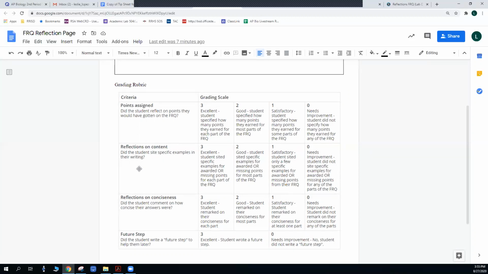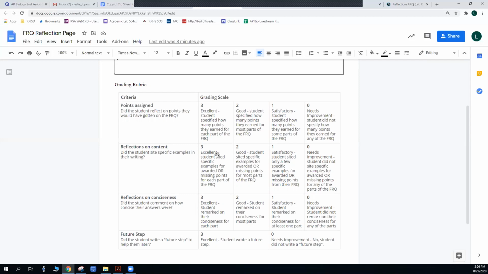The next part is reflecting on the content that you learned from this specific FRQ. Students who earn 3 points are going to reflect on all parts of the FRQ. When I say reflect, you are giving us specific examples of either what sentence you used that earned credit, or if you didn't earn credit, then you would talk about what was in the rubric, what you should have written to earn that credit.